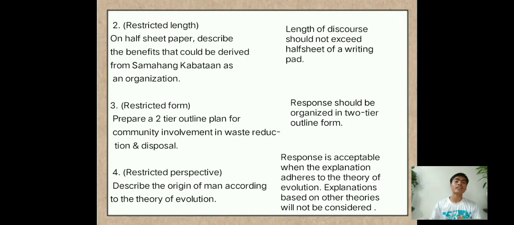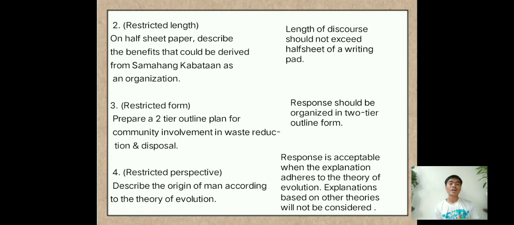In restricted length, like on half a sheet of paper, describe the benefits of the environment from Samahang Kabataan as an organization. So the length of the discourse should not exceed half a sheet of a writing pad, since the direction is about half a sheet of paper. If beyond that, it is not considered. Restricted form: prepare a 2-tier outline plan for community involvement in waste reduction and disposal. So the response should be organized in 2-tier outline form.